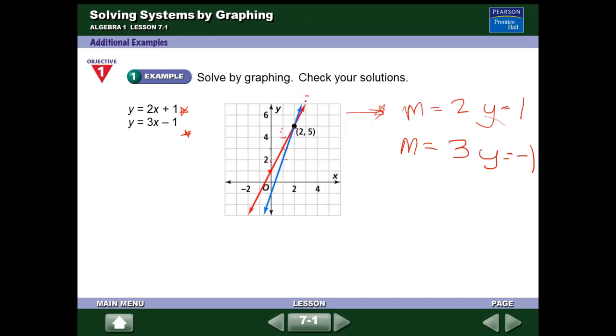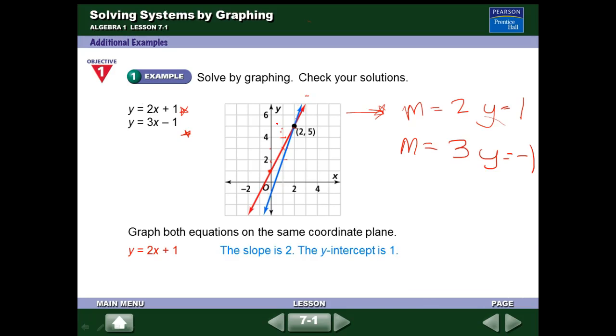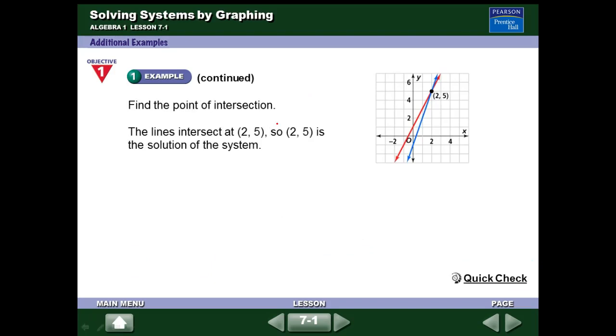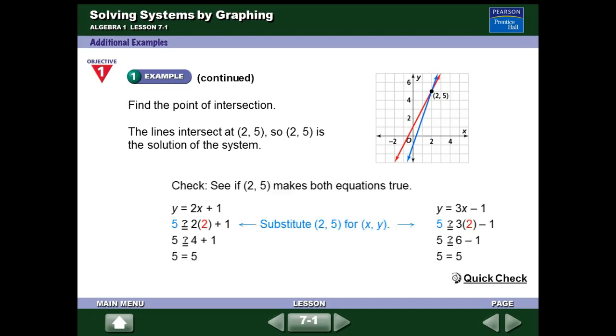So what's important here is finding where these two lines cross, where they intersect. So where they intersect here is going to be the solution to your equation. So I have a point here at 2, 5 that we are telling is the solution to this equation. So we graph both equations on the same coordinate plane, and we found where they intersect. And the lines crossed at 2 and 5. So 2, 5 is the solution.